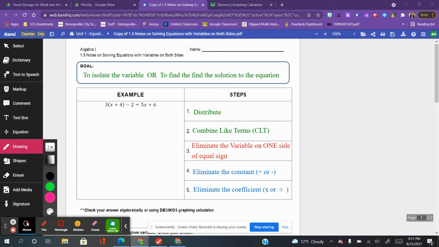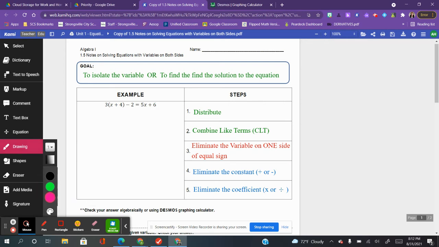We're going to be solving equations, but this time we're going to have variables on both sides of the equal bar. Remember, our goal is to isolate the variable, or another way to put that is to find the solution to the equation. Our job is to figure out what the variable, typically x, is equal to by running through these steps. I chose an example that will allow us to look at all of the steps in one example.